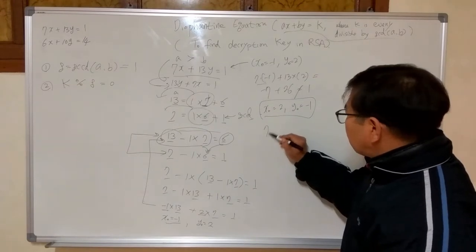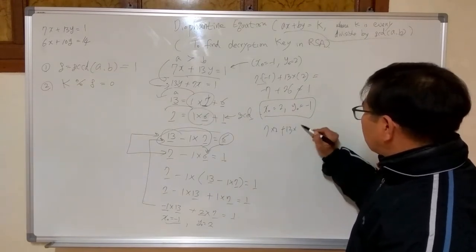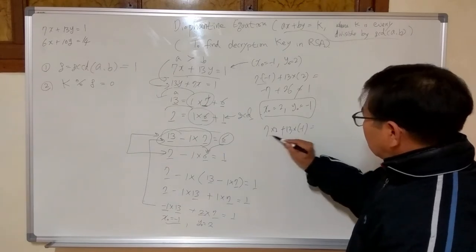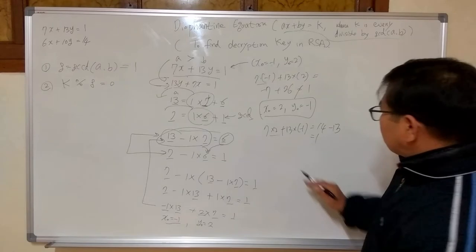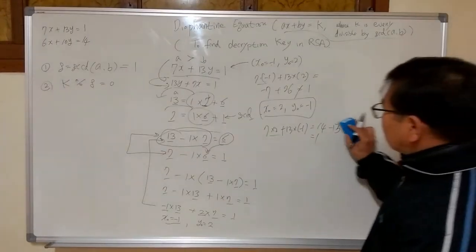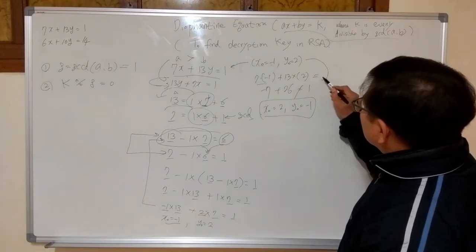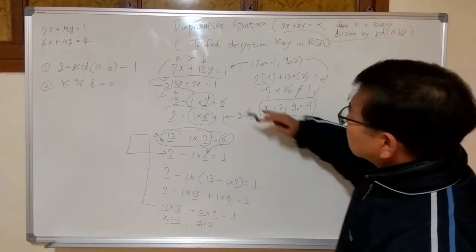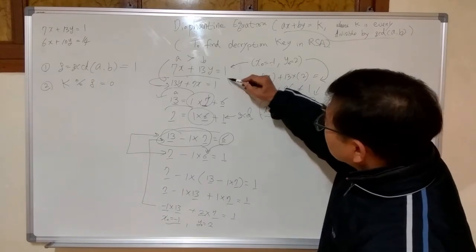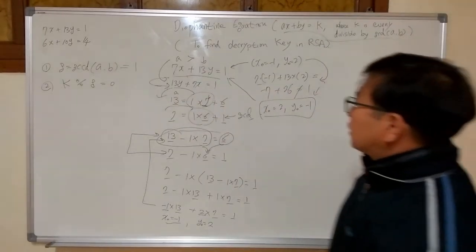Try this. 7 times 2 plus 13 times minus 1, then 14 minus 13, then 1. Okay? It holds. This step is actually very important. After solving the equation, you always have to check whether it holds or not. So this step is very important.